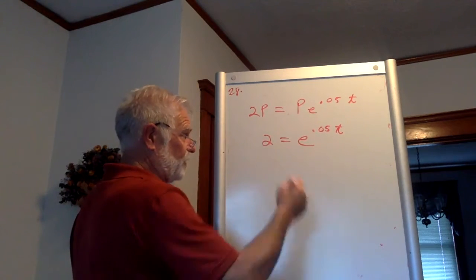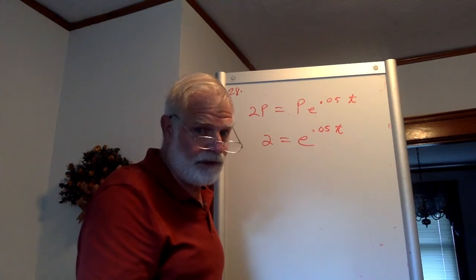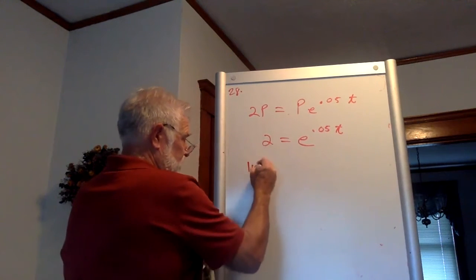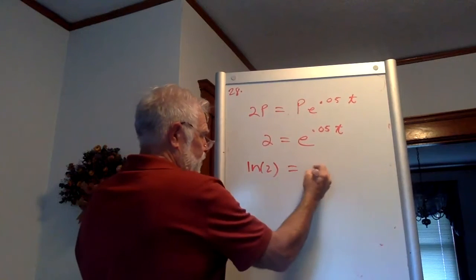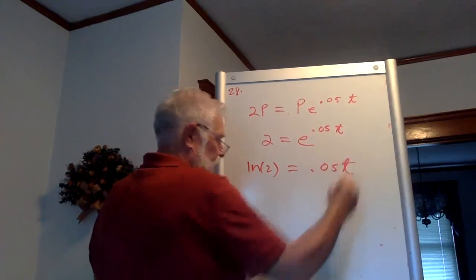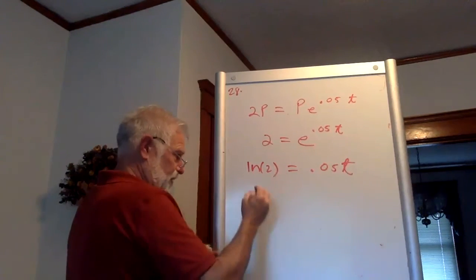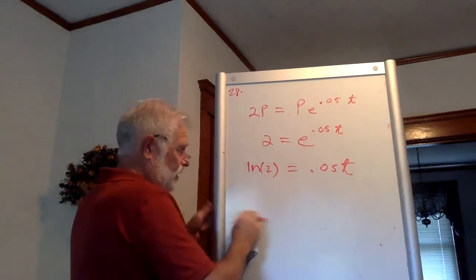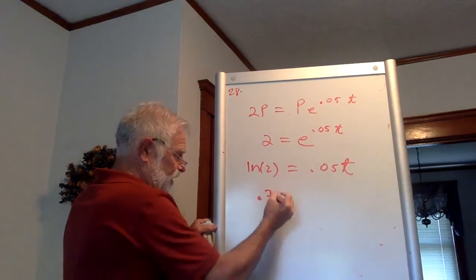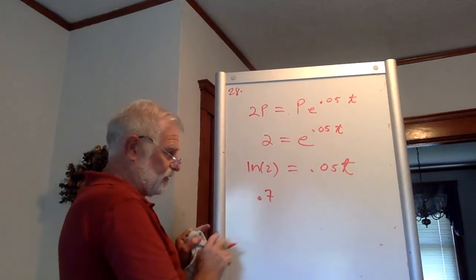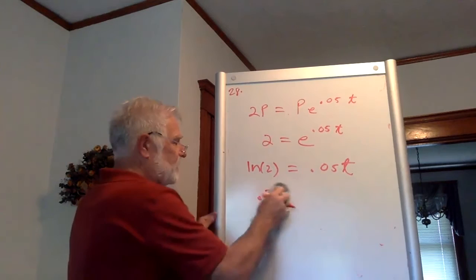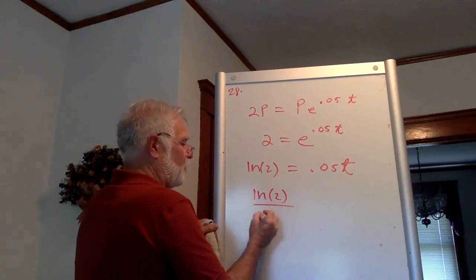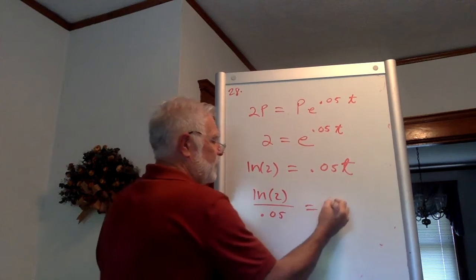What's the next thing I'm going to do? The inverse of e. We got a mantra for that, right? e to the inverse is ln of. So this is the ln of 2 equals 0.05 t. What's the next thing I'm going to do? I'm going to divide by 0.05. Can I change this to 0.7 now? It's an approximation now. This is not going to be an exact answer. Approximation. Let's get the exact answer. The ln of 2 divided by 0.05 is t.